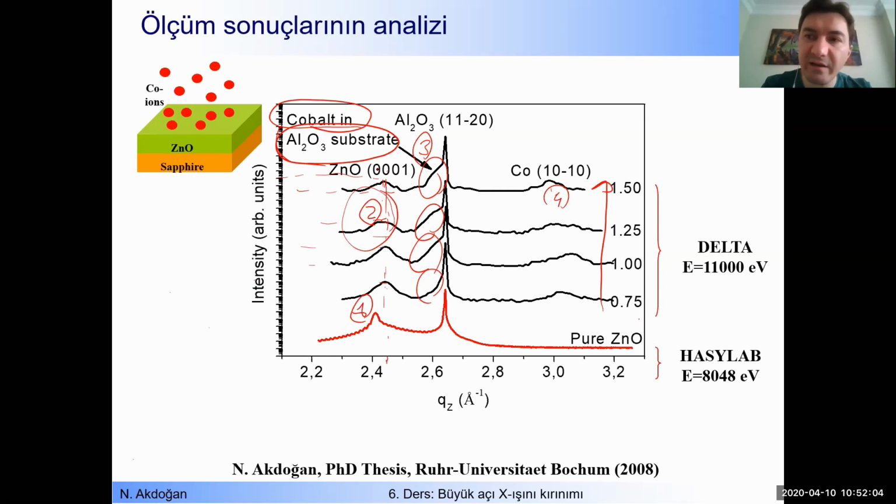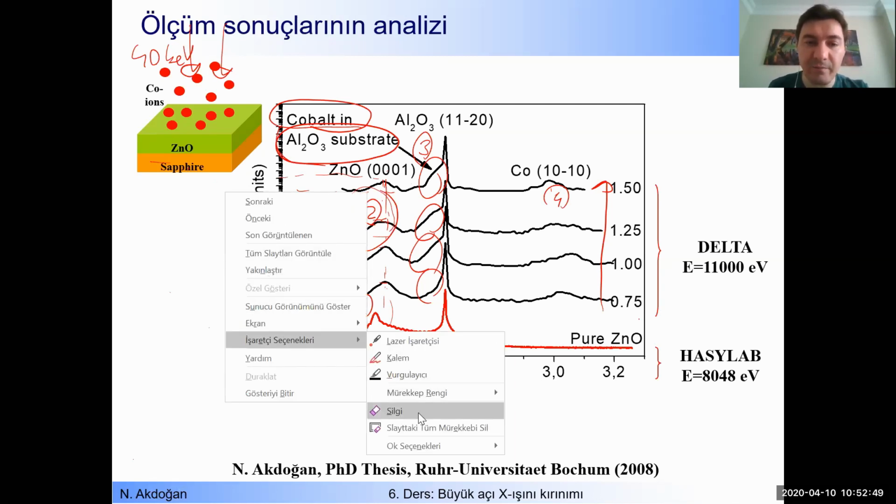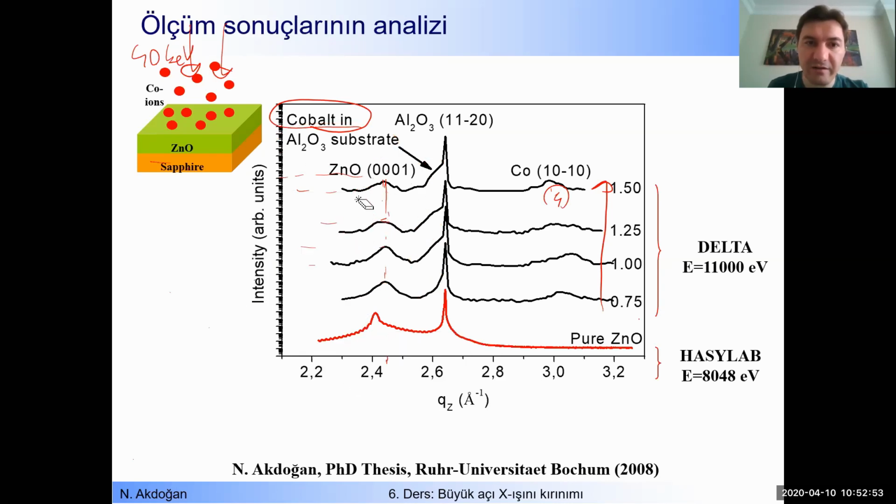So at the beginning, I asked that question. I implanted this material by using 40 kiloelectron volt energetic cobalt ions, and can they reach the sapphire or not? This data tells us that they can reach the sapphire. This data here tells us they can reach into the zinc oxide, and they produce some changes on the crystal structure and also the intensity of the zinc oxide, but they can also reach the sapphire. But what else does this data tell us? Let me also discuss these things.